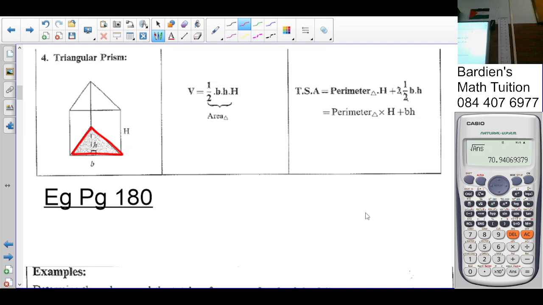How do you calculate the area of a triangle? Half base times perpendicular height. That is for the base of the triangle. Can you see that? Times the height of the object. That will give you the volume, how much can actually fit inside. The last one, total surface area, is the perimeter of that base. You must add up all 3 sides, times height, plus twice the area of base. How do you calculate the area of a triangle? Half base times height. Times 2, so that cancels, so it will just give you that.